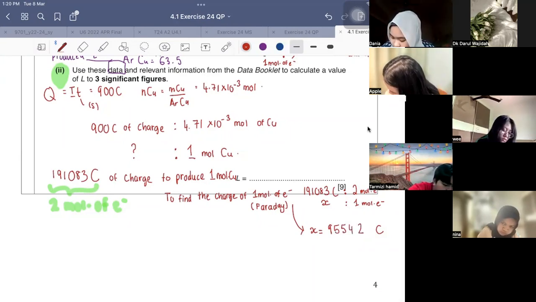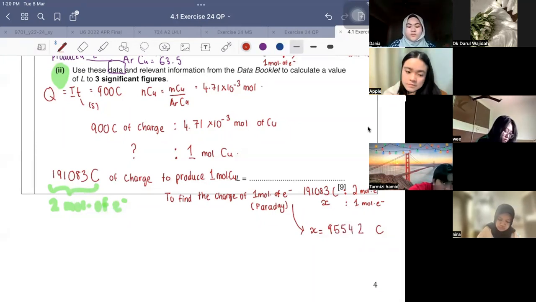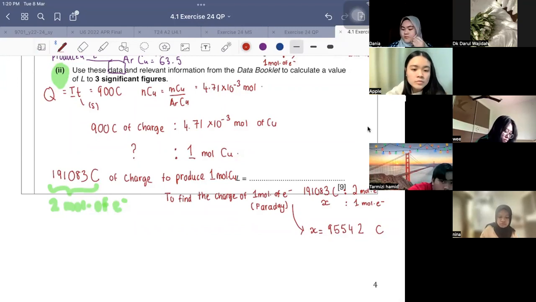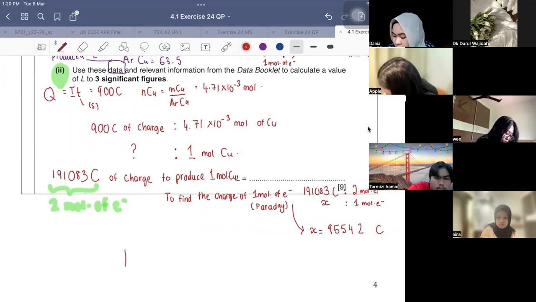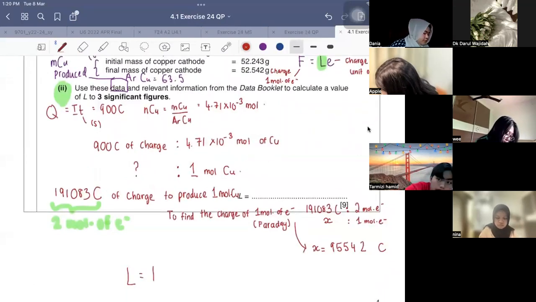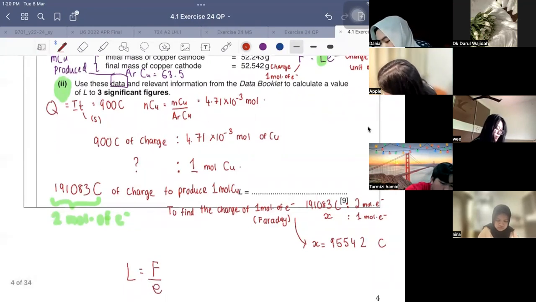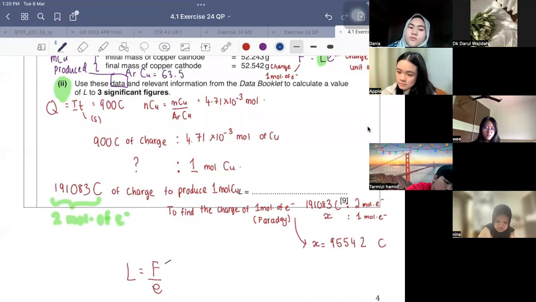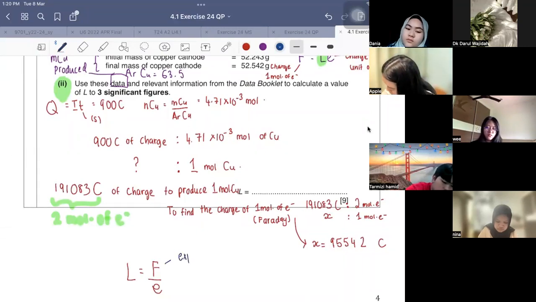95542 coulombs. Is that okay? Okay. Going back to the actual question, L is F over E. My F, I can find F experimentally, which I just did.